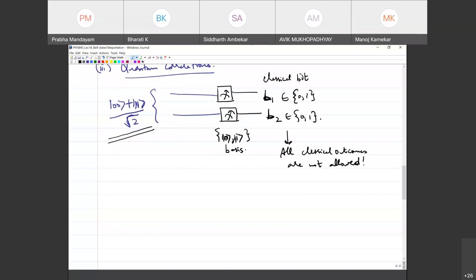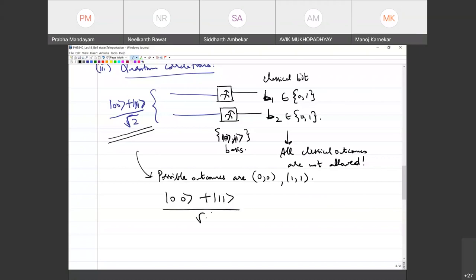So which are the outcomes which are allowed? So what are the possible outcomes now? Zero, zero, and one, one. These two combinations. Indeed. 0, 0 and 1, 1. So the idea is, when I have a state like this, this is, as I said, a superposition of two states, 0, 0 and 1, 1. If this denotes the first bit outcome, this denotes the second measurement outcome.